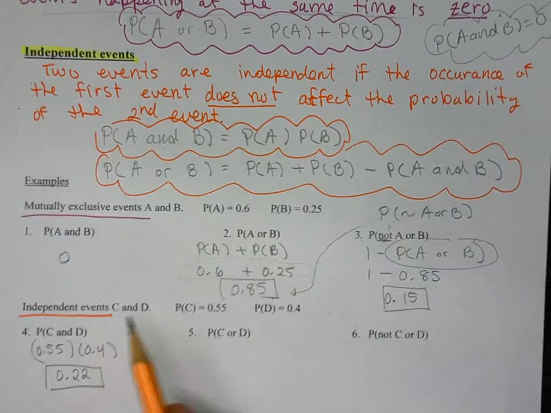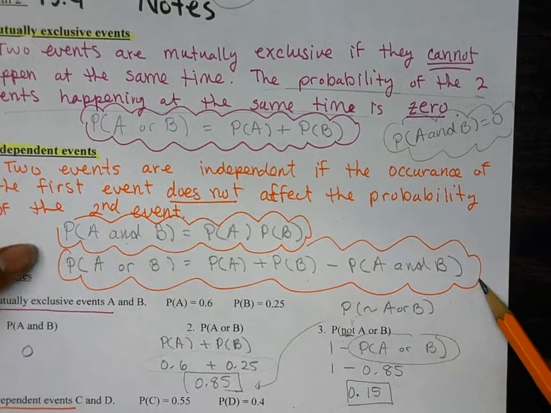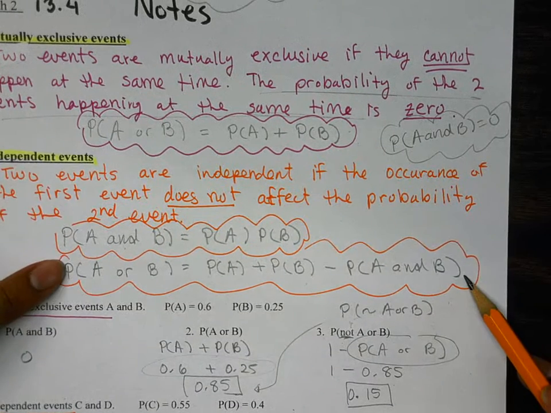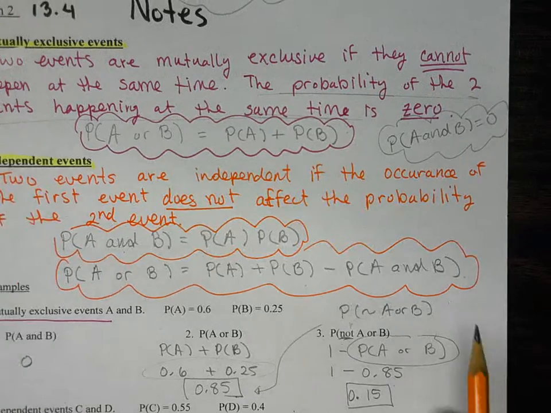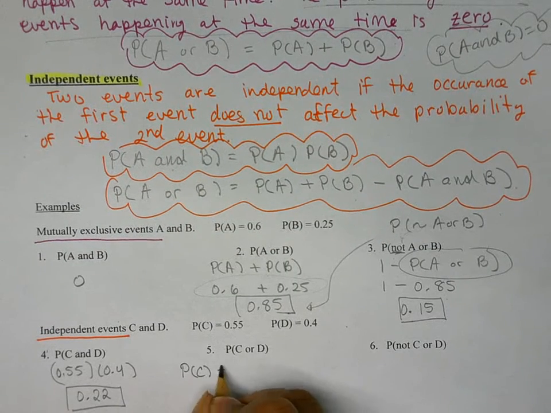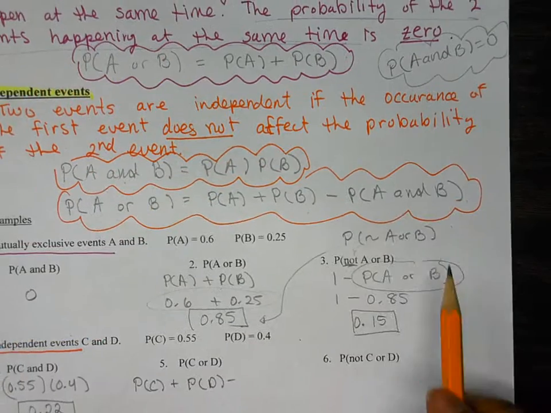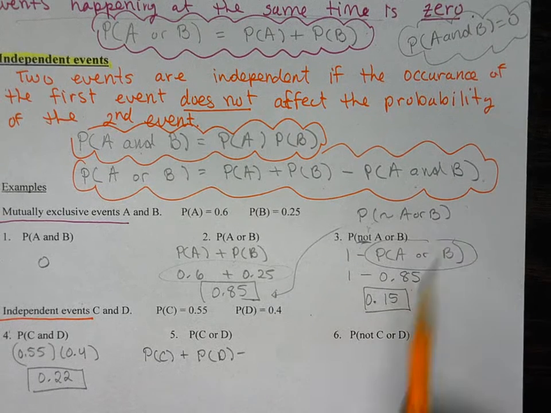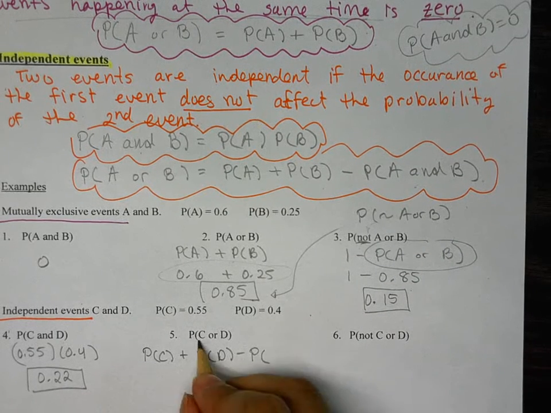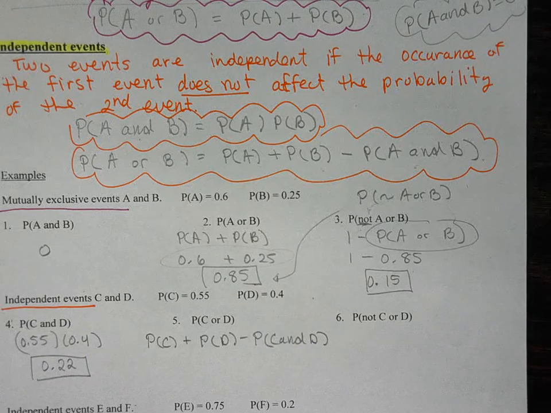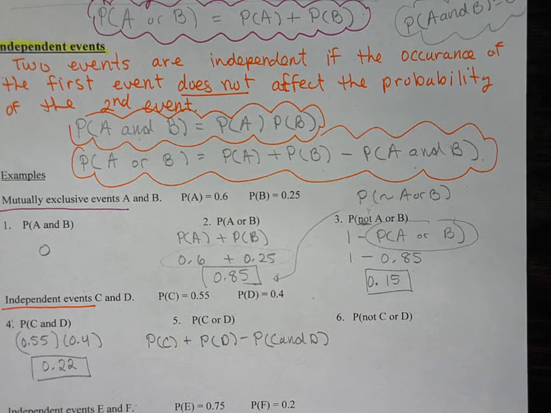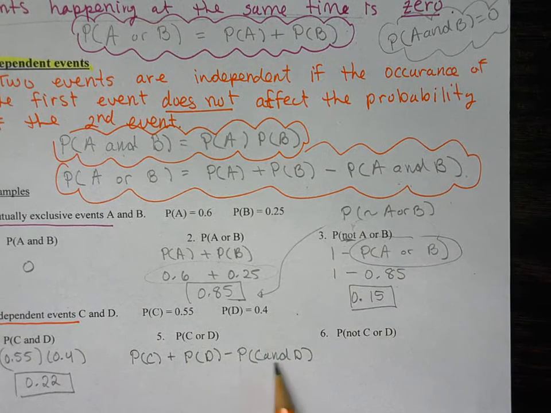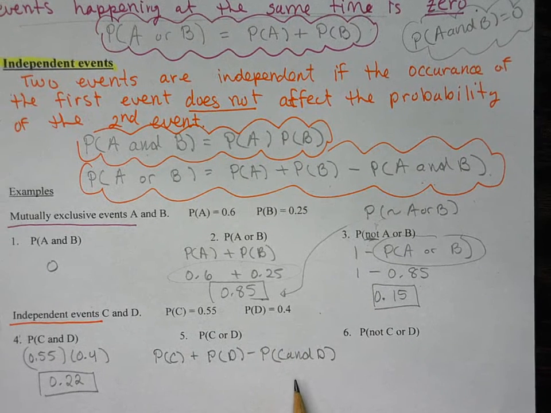Because it's mutually exclusive, am I using the shorter one or the longer one? A or B, C or D, the shorter or the longer? The longer, because it's mutually exclusive. All right, so that's going to be P of C plus P of D minus what? Minus probability of, in this case, C and D. All right, you need to be writing this down. Does this formula make sense that I just got right here? A plus B minus A and B. C plus D minus C and D. Why? Because it's independent.